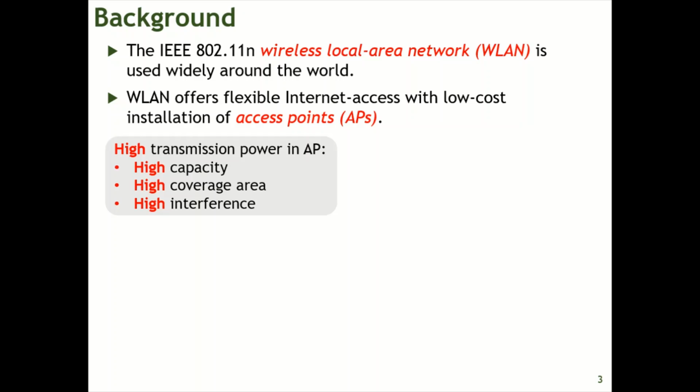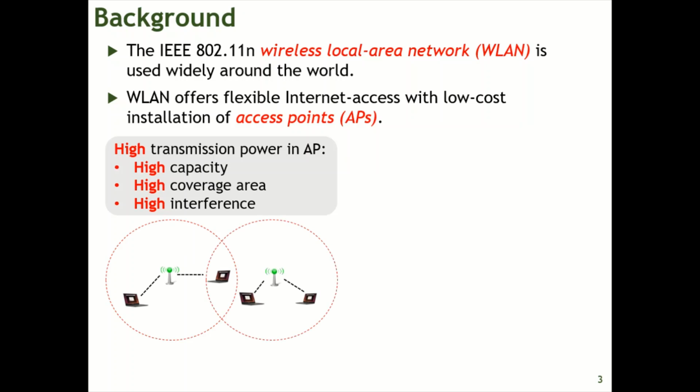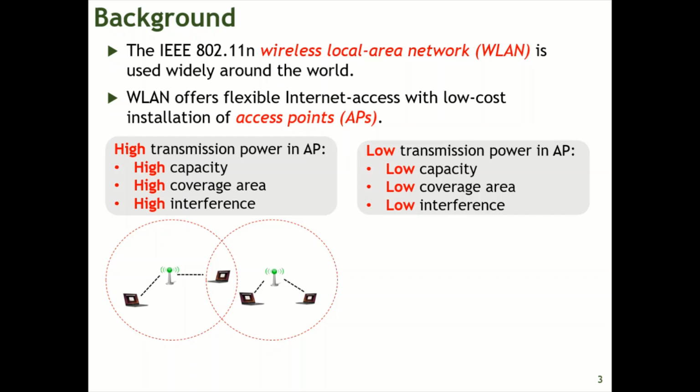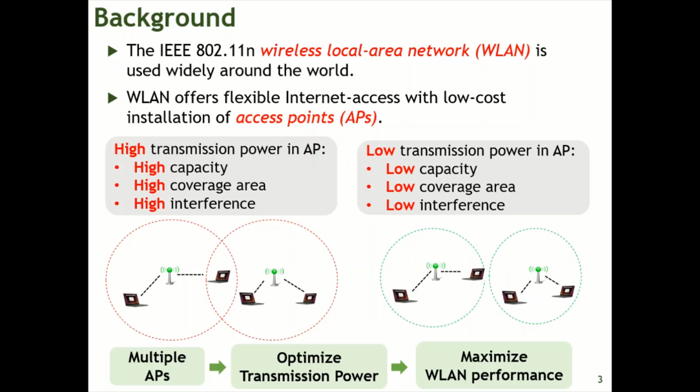In an access point, if we set a high transmission power, it will cause high capacity as well as a high coverage area. However, its interference will also be high. On the other hand, if we set a low power of the AP, both the capacity and coverage area will be low, but the interference will also be low. With multiple APs, we should optimize transmission power in order to maximize WLAN performance.